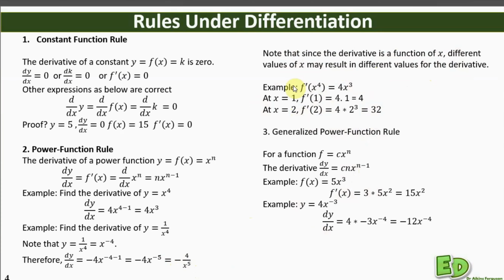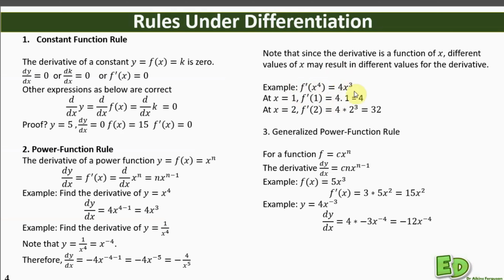So a practical example is here. Say the differential of x to the power 4 is equal to 4x to the third. So if you differentiate x to the power 4, multiply the coefficient of 1 by 4, that will give us 4. Then x to the power 4 minus 1 will give us 3. That will give us 4x to the third.